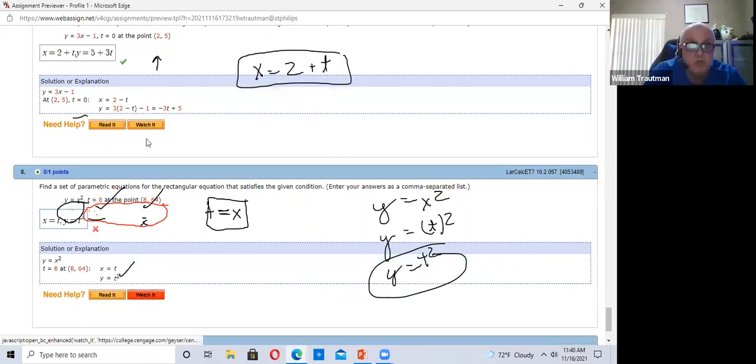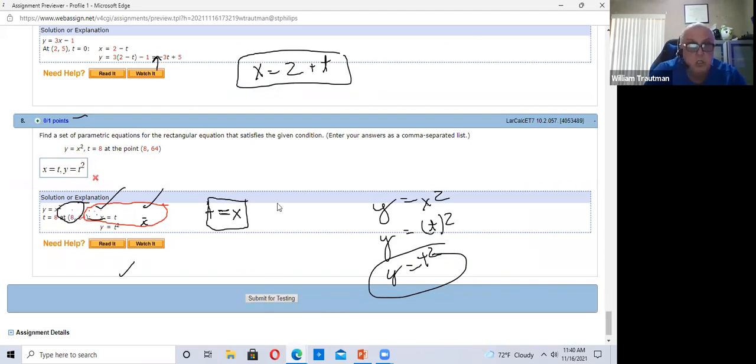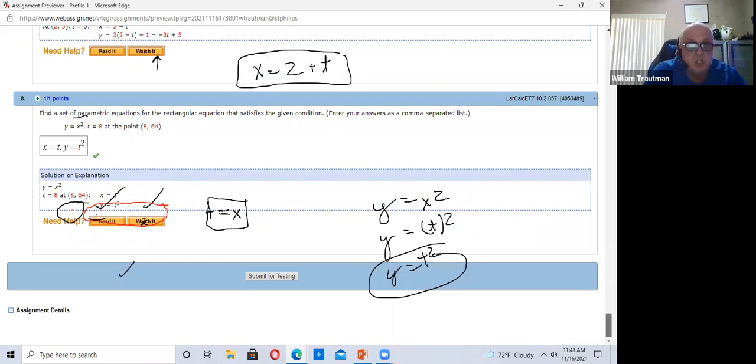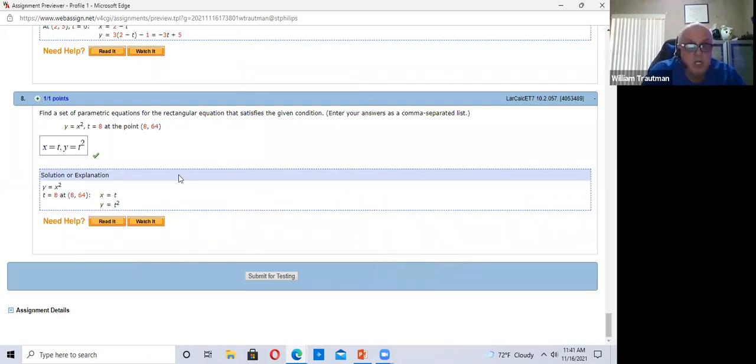And what's good, these have checkmarks also. But once you have that process down, it's not that difficult. I mean, we still have a few more sections in chapter 10 to cover, but that's it, the parametric equations. All right, let me hit stop.